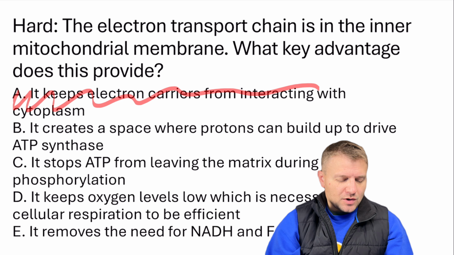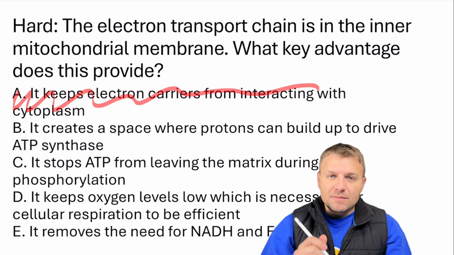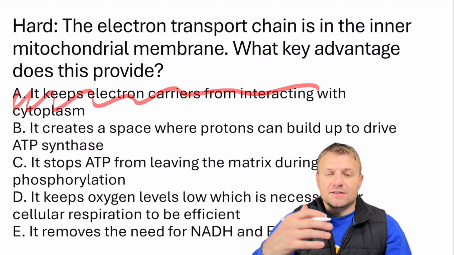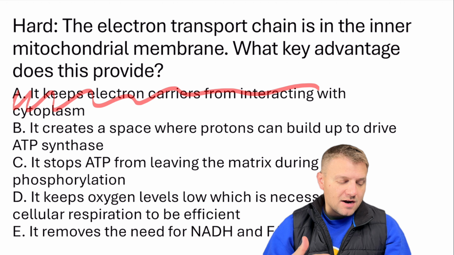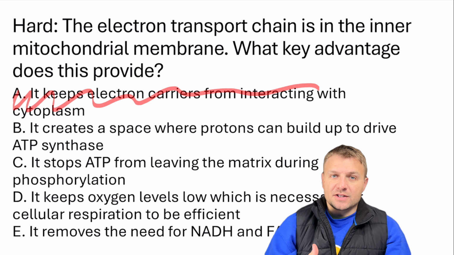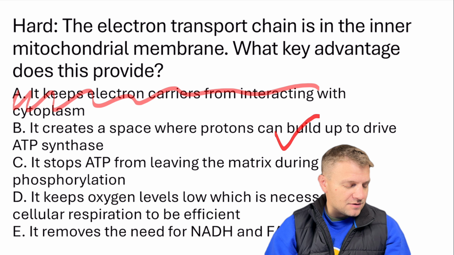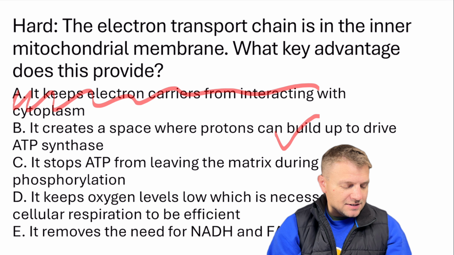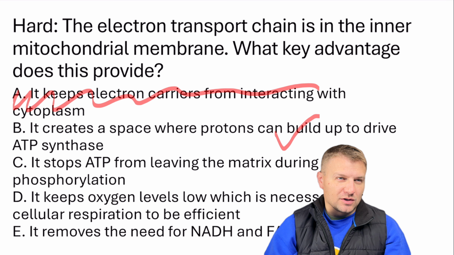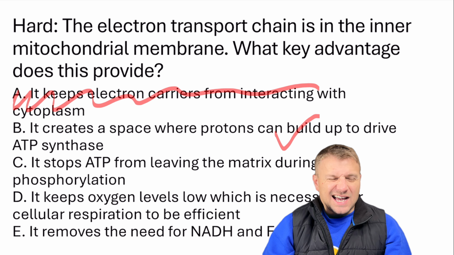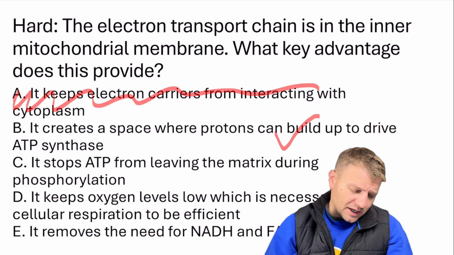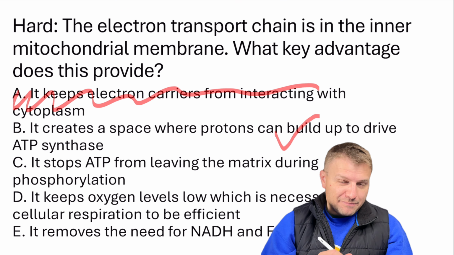B, it creates space where protons can build up to drive ATP synthase. That sounds right. The intermembrane space is compartmentalized. There's a small amount of area there to make it easier for those protons to build up in concentration. I think that's the answer. C, it stops ATP from leaving the matrix during phosphorylation. I mean, kind of. That's not a horrible answer. I like B still more.